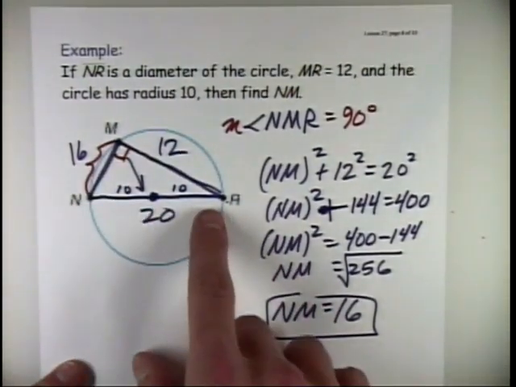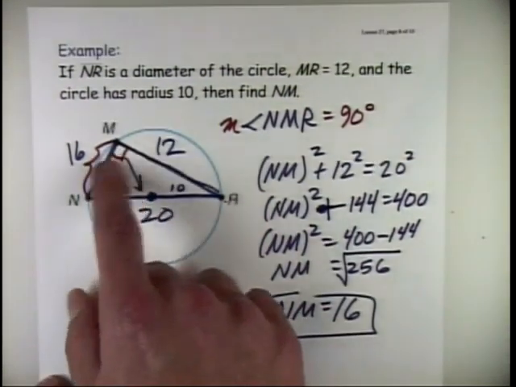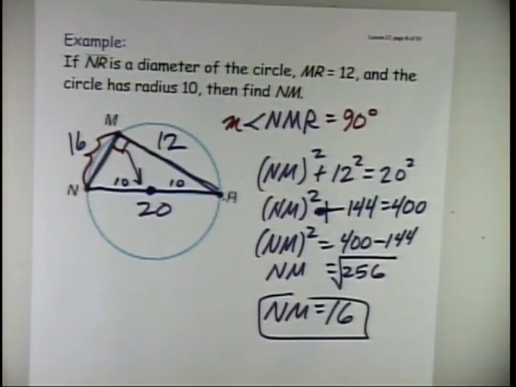An inscribed angle in a semicircle always forms a right angle and therefore also forms a right triangle.